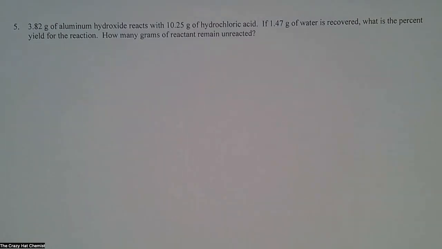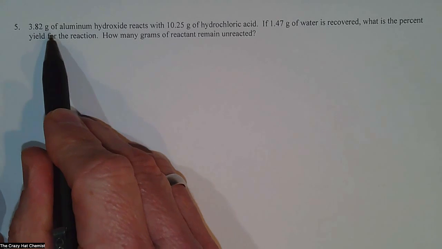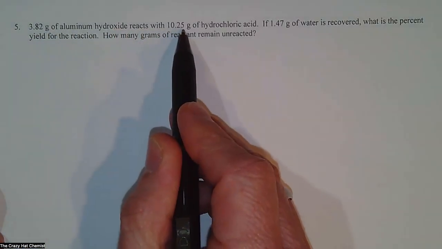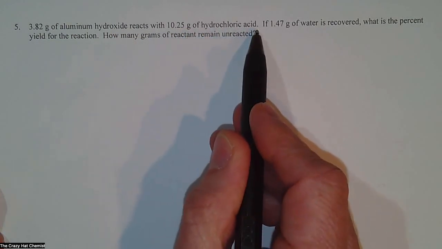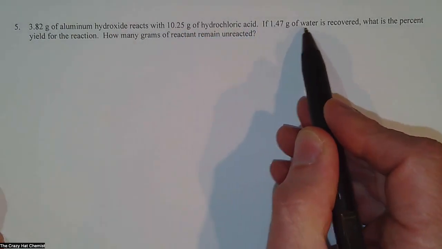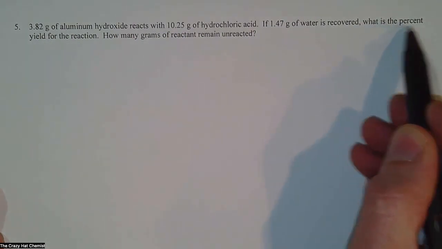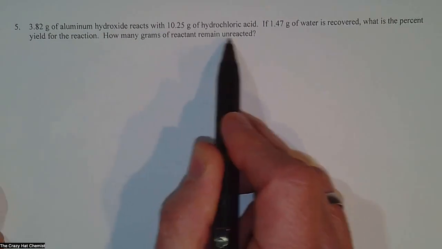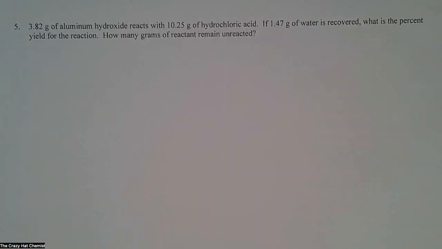All right, folks, let's see if we can knock this out of the park and finish this here. Here we go. We are on our last problem here. So we have 3.82 grams of aluminum hydroxide reacts with 10.25 grams of hydrochloric acid. If 1.47 grams of water is recovered, what is the percent yield for the reaction and how many grams of reactant remains unreacted? Oh my gosh, this problem is as good as it gets.